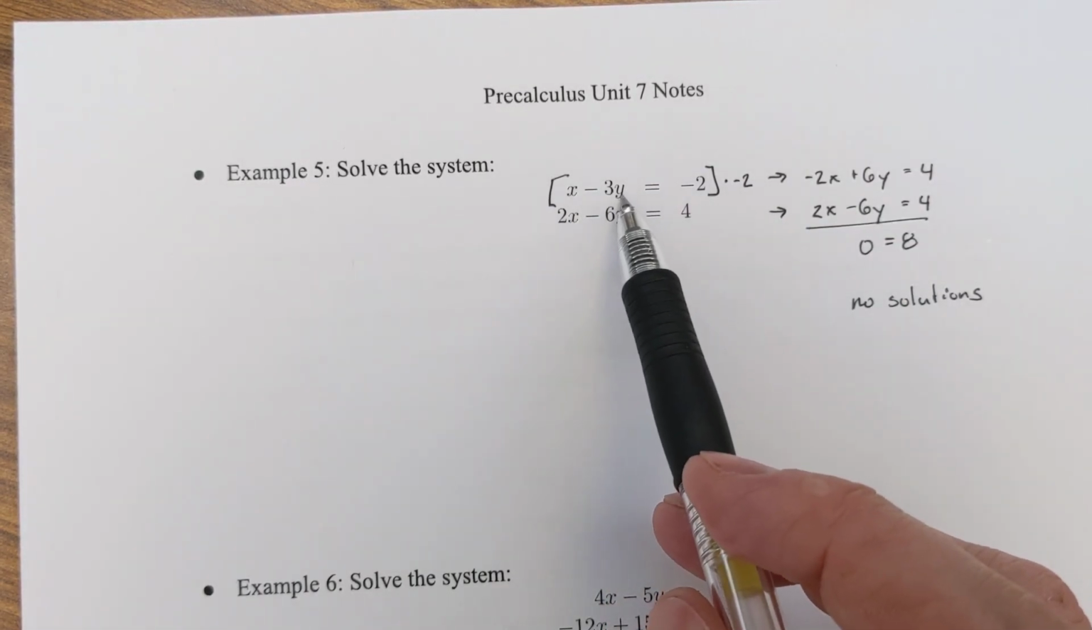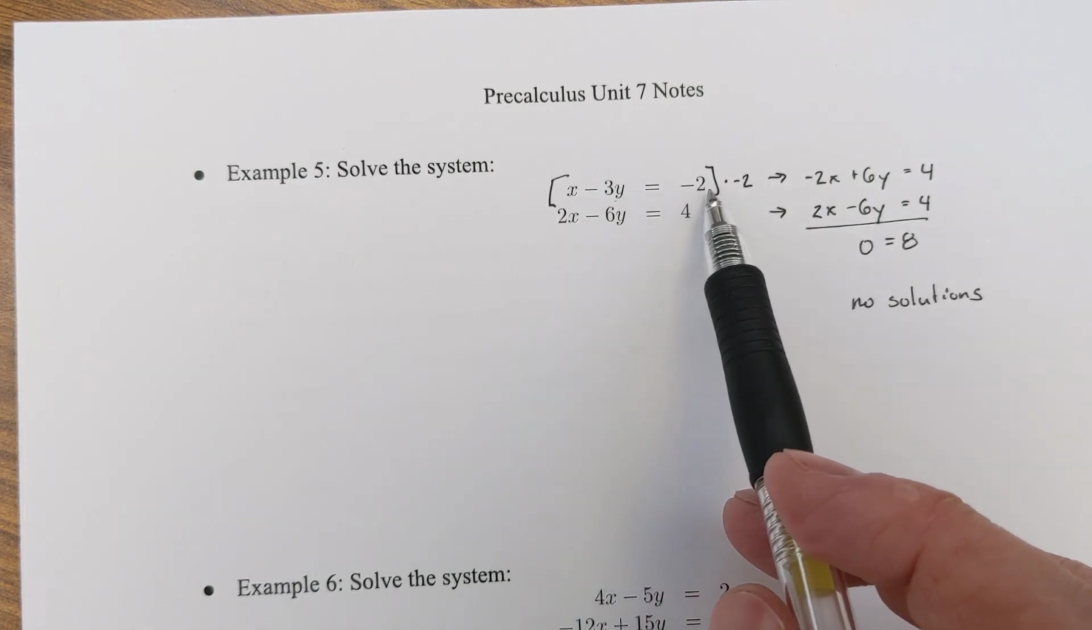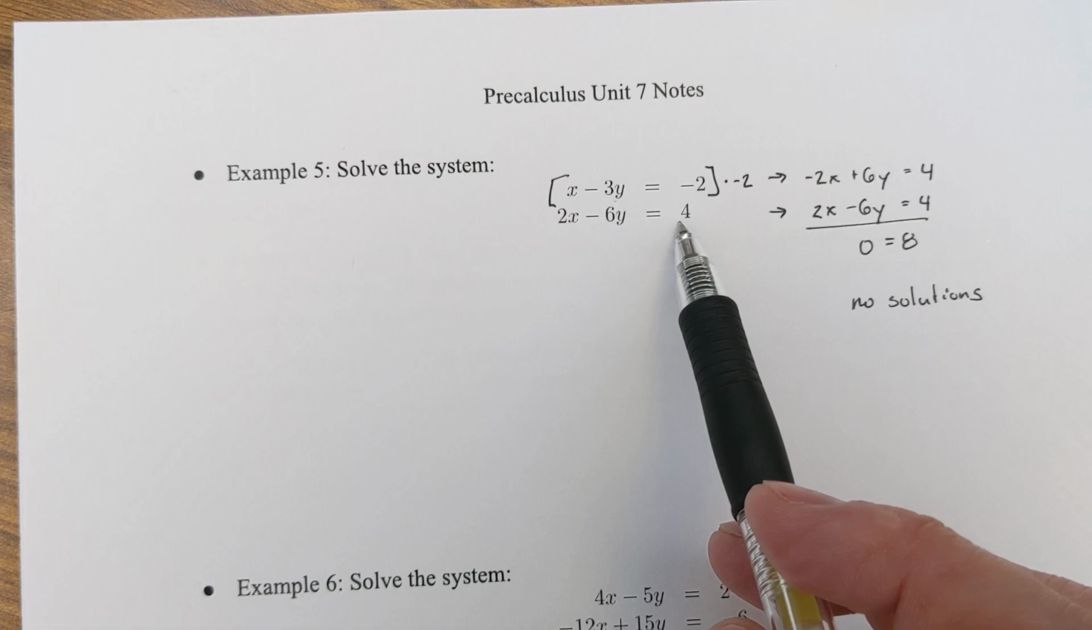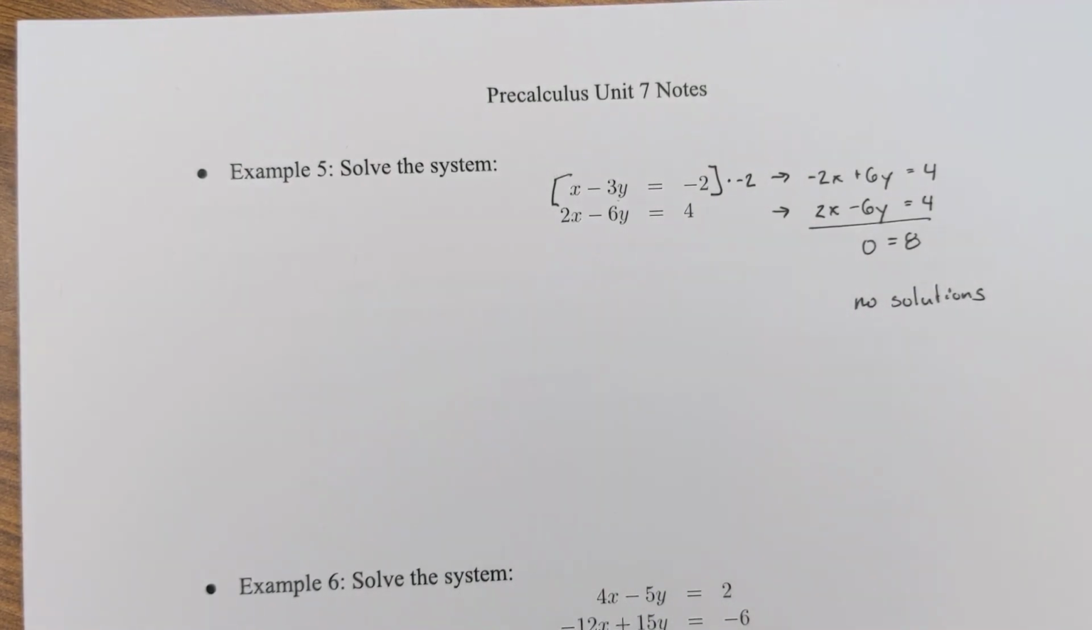Now, to graph them, you'd have to solve it for y. So this would essentially be y equals 1/3 x plus 2/3. This would be y equals 1/3 x minus 2/3. So the same slopes, but different intercepts, so they'll never cross.